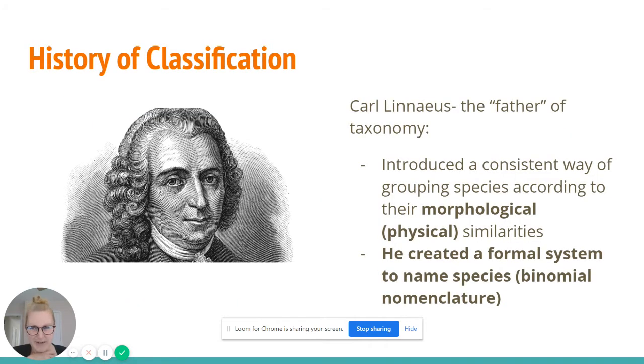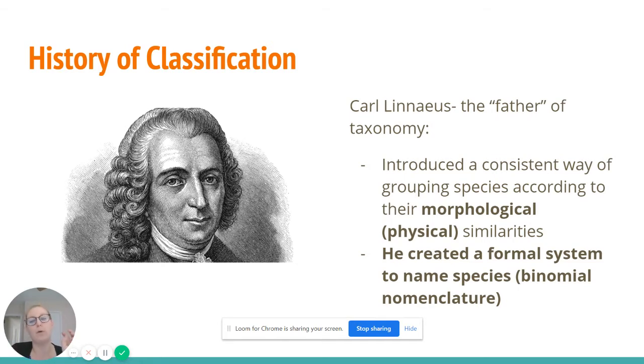So a little bit of history. This person is called Carl Linnaeus, and we call him the father of taxonomy. He's the one that really started creating a consistent way to group things together. And he started by grouping them by physical morphological similarities. Those two words are interchangeable. And his claim to fame is this way of naming species called binomial nomenclature. I always think of it like math, where binomial means two terms, and nomenclature just means a system for naming things.